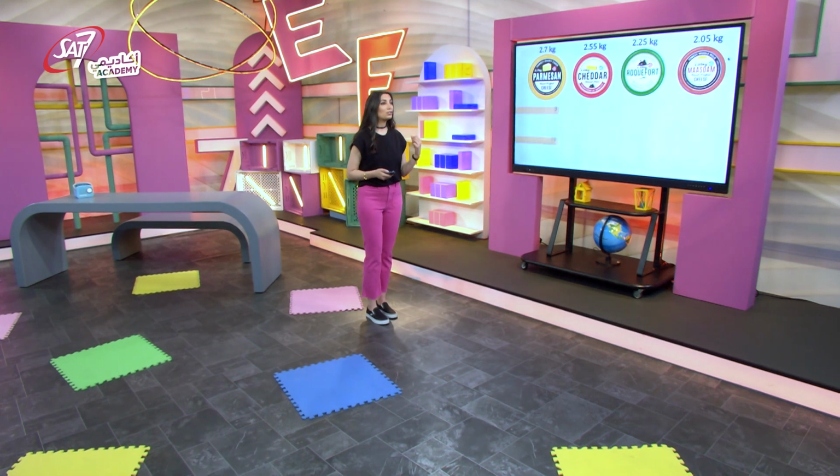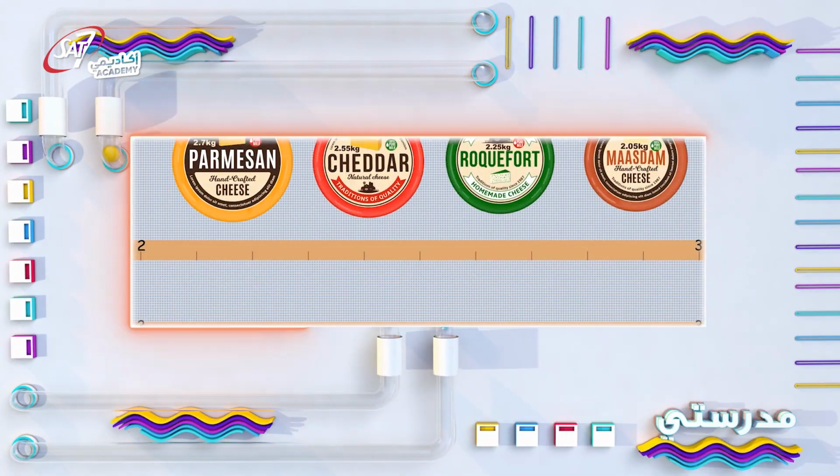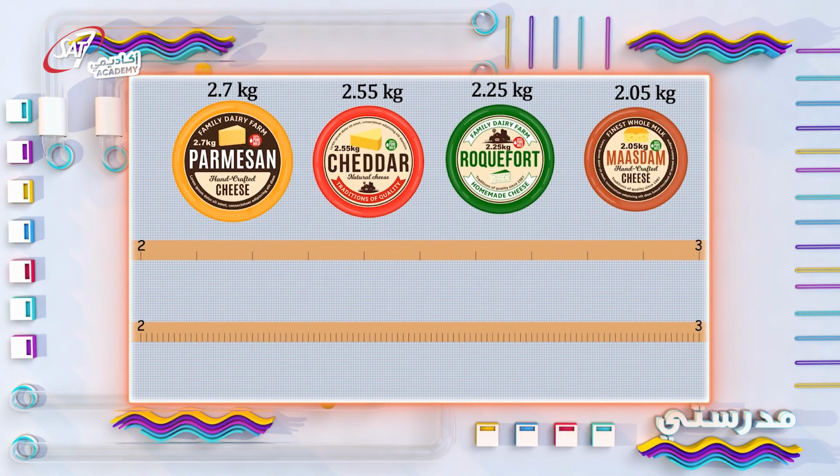Sara wants to buy 2.5 kilograms of cheese. What package is the closest to what she needs? To understand the amount of cheese in each package, we have to look at the decimals and compare them, because all those packages have more than 2 kilograms, but less than 3 kilograms of cheese.